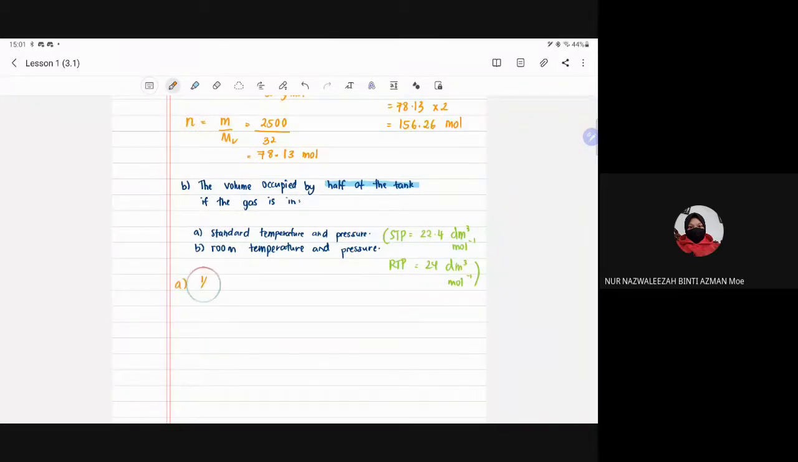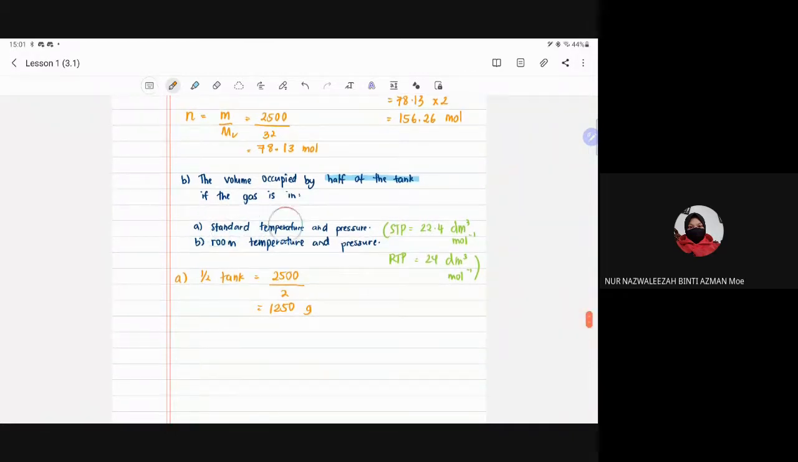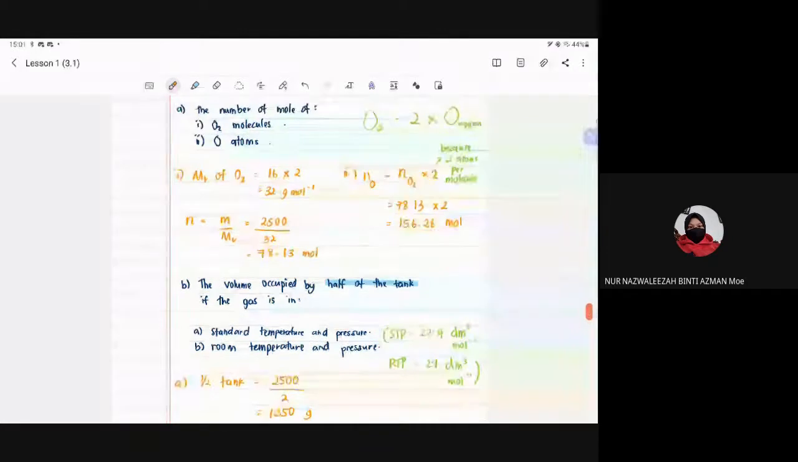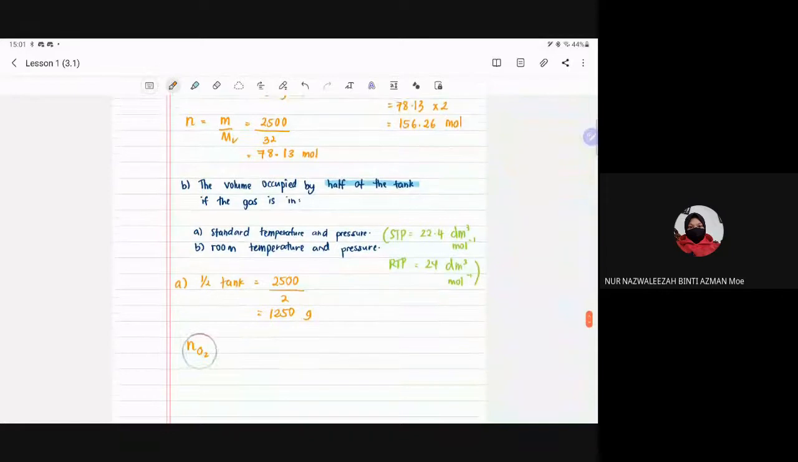half tank equals to 2500 bagi 2, you get 1250 grams. Okay, so now you want to find the standard temperature and pressure volume there. So number of mole of O2, kita kena guna O2 tau, sebab volume of gas dia punya molekul dia. Gas ini dalam bentuk molekul. Nampak ni, O2 molecules.